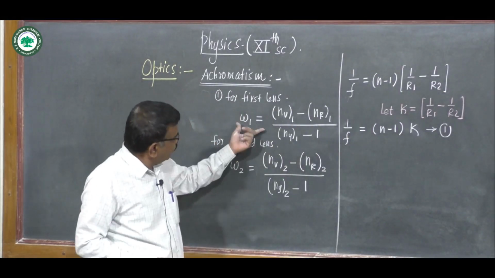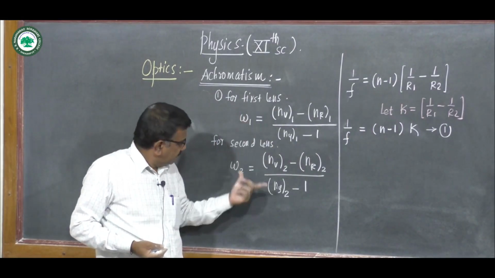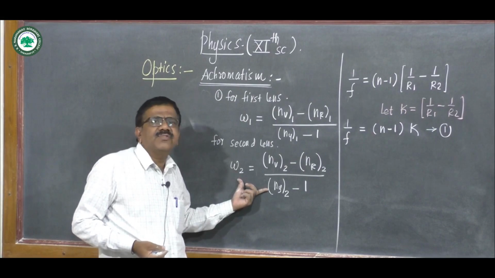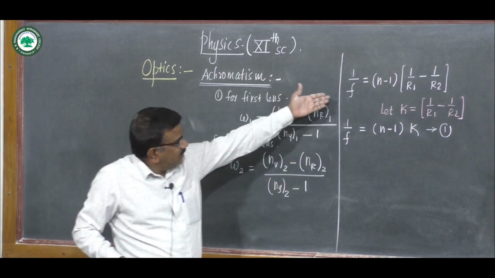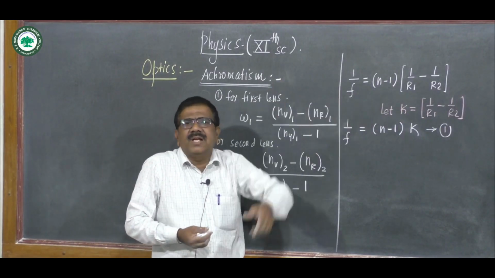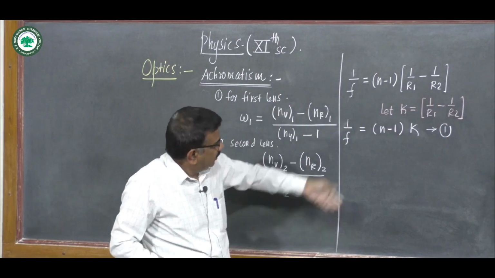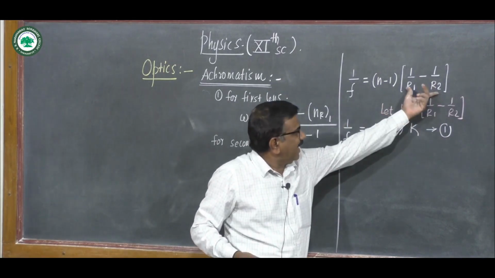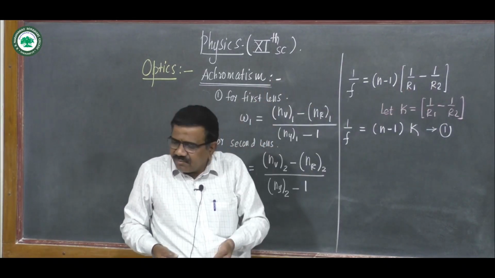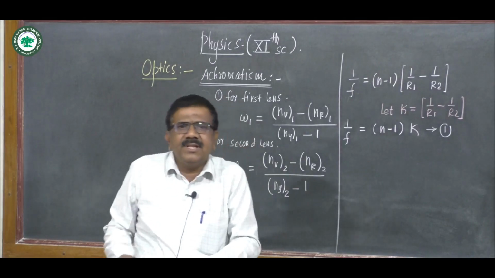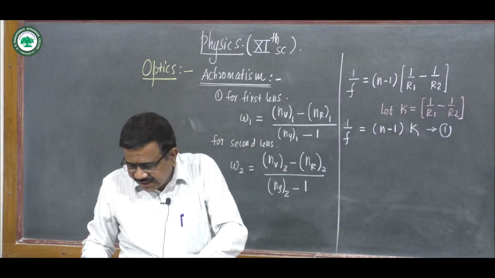Formula for the dispersive power of first lens, formula for the dispersive power of second lens. This is the lens maker's equation, you already know. Here we substitute K as this part and we get equation 1 as 1 upon F is equal to (n minus 1) K.